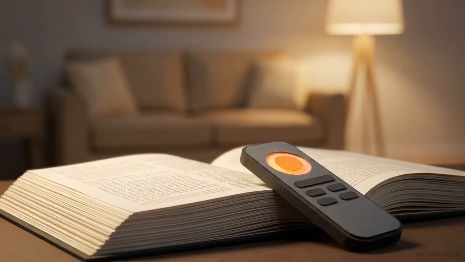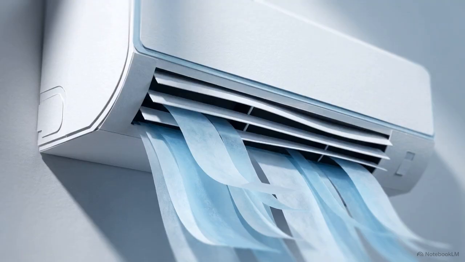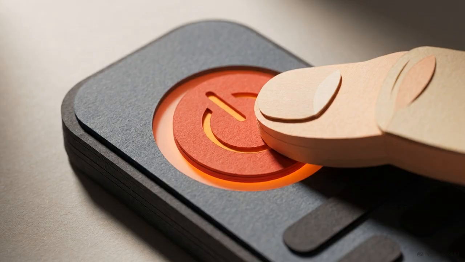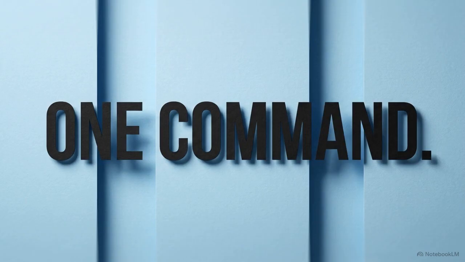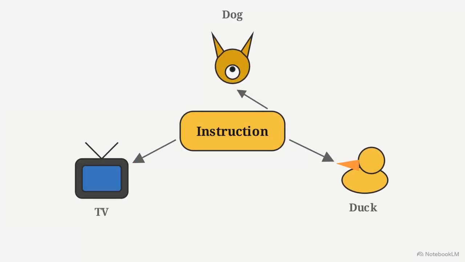Which brings us right back to the universal remote sitting on your coffee table. Whether you are pointing it at a television, an air conditioner, a digital dog, or a rubber duck, your job is exactly the same. You just press the button. Polymorphism keeps your commands incredibly simple. You issue the instruction and you let the objects themselves do all the hard, specific work.